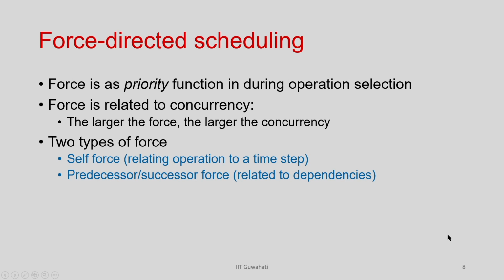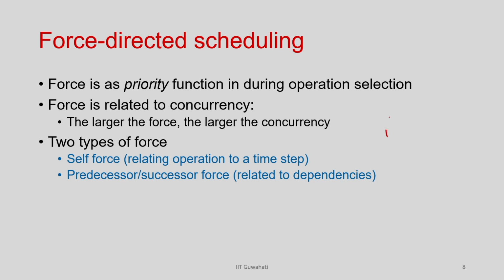Now, let us try to develop the algorithm. What I am going to do is calculate the force for each operation, right, in each timestamp. I am going to use that force as the priority function, right. So, if the force is high, that means it will increase the concurrency in a particular timestamp, and if the force is low, that means it will decrease the concurrency in that timestamp if I schedule that operation there, right.